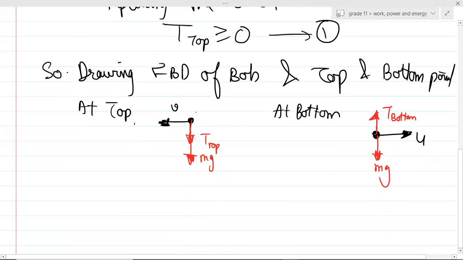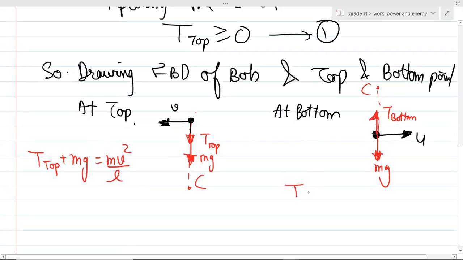Now can you see over here mg? Since the center of the circle will be over here at this point, can you say that in this particular case these both forces are together giving you the necessary centripetal force? So T top plus mg is equal to mv square by L. These two forces are together giving you the necessary centripetal force.